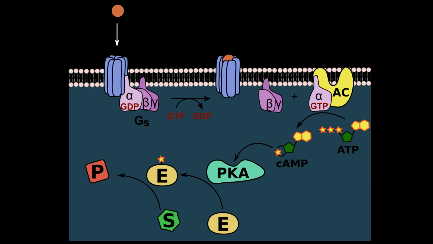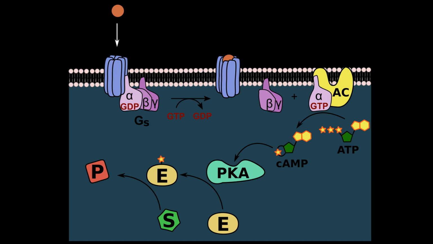I don't know. So the G protein binds to the G protein coupled receptor when there's a ligand bound. The alpha subunit activates adenylyl cyclase. Adenylyl cyclase converts ATP to cyclic AMP. Cyclic AMP activates protein kinase A. Protein kinase A will phosphorylate enzymes, and then a substrate is turned into a product by that enzyme, and then this product is the thing that we want.